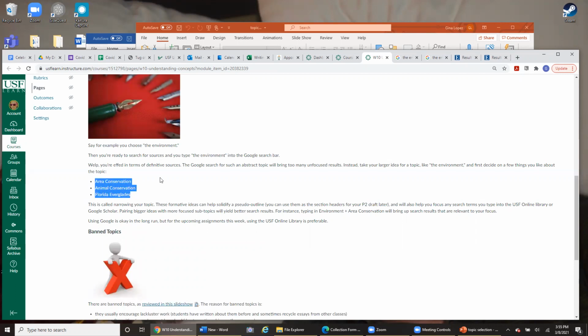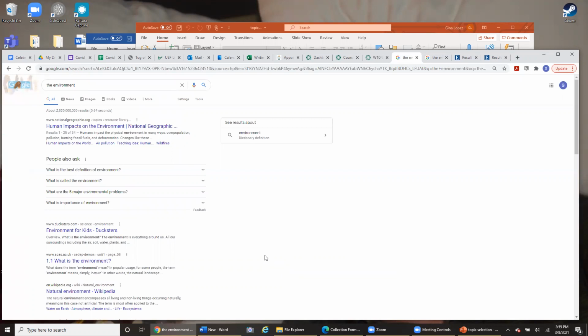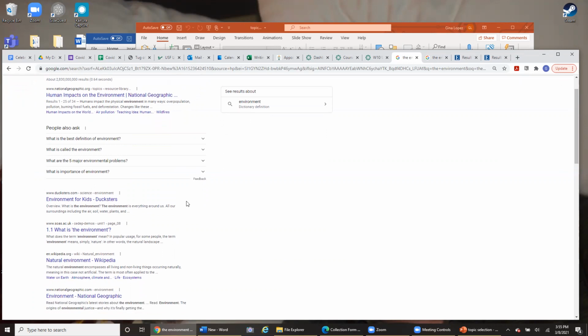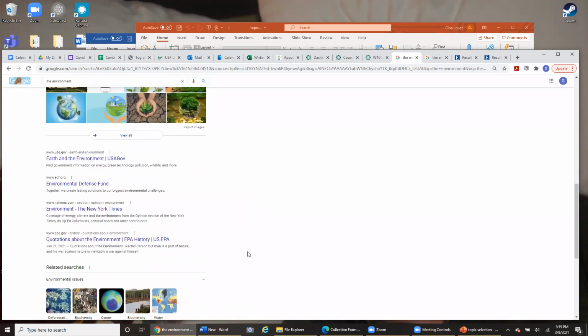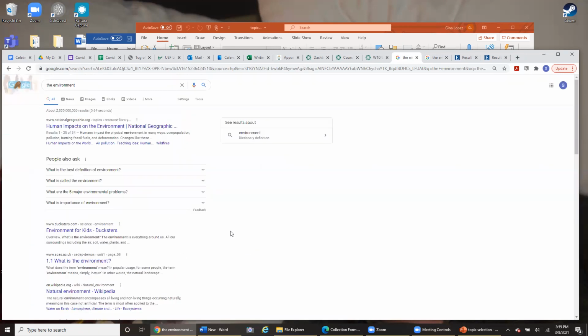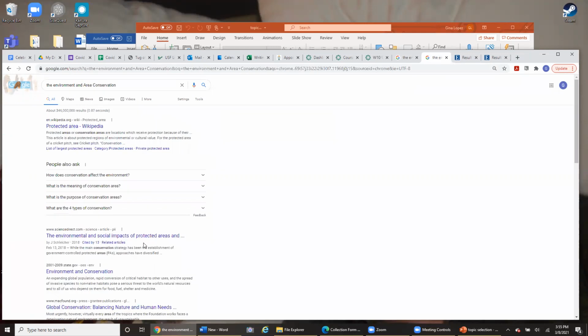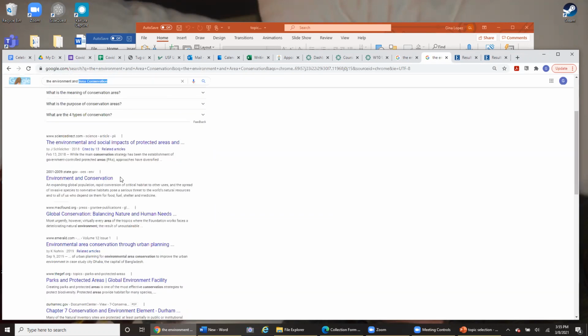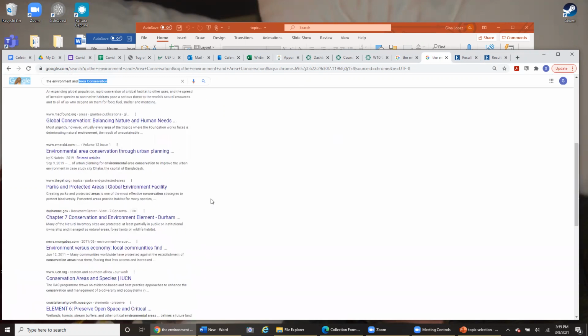And these are examples of how you could start to narrow your topic, because if you type in something as abstract as the environment into Google, you're going to get things that probably mean very little to your research paper. But if you pair your larger umbrella topic with other search terms that narrow down your topic, you're going to get more articles and sources that relate to what you actually want to know about concerning your topic.